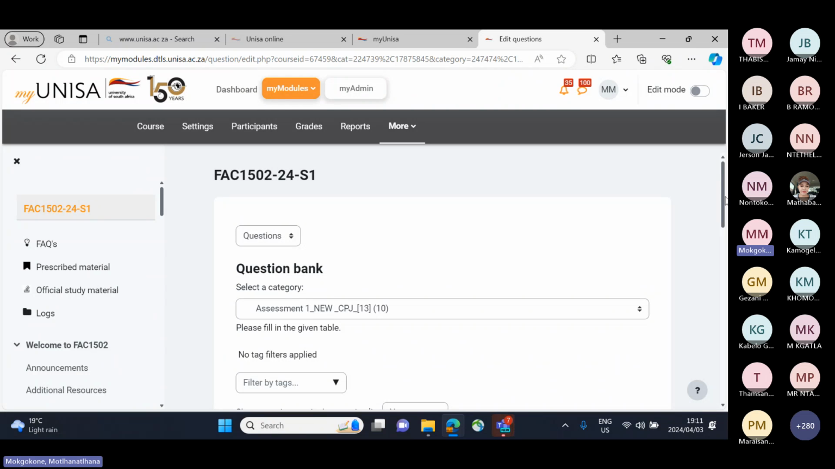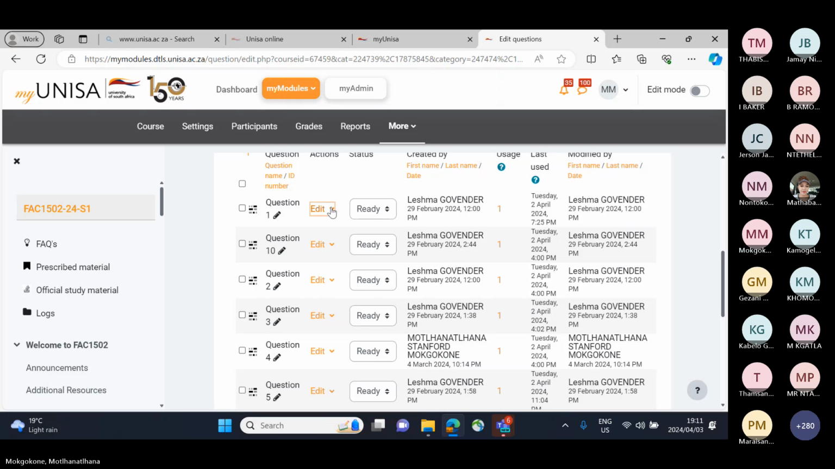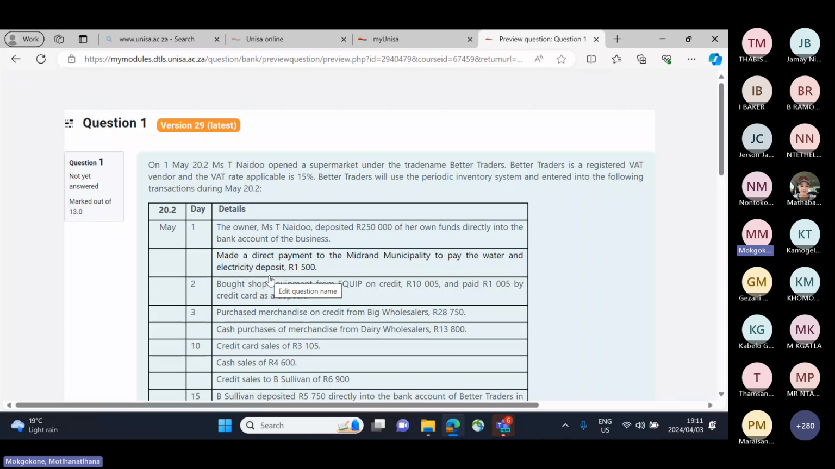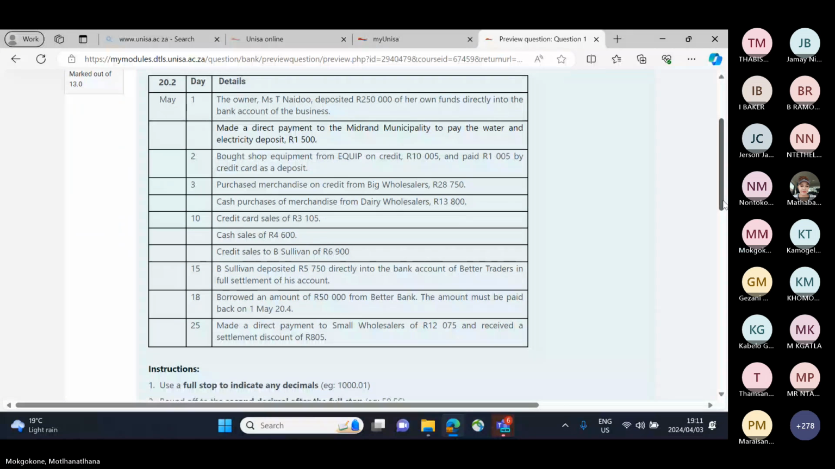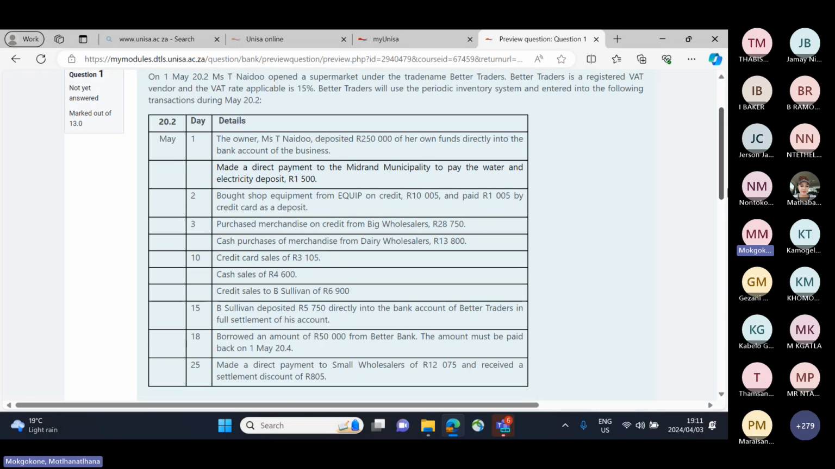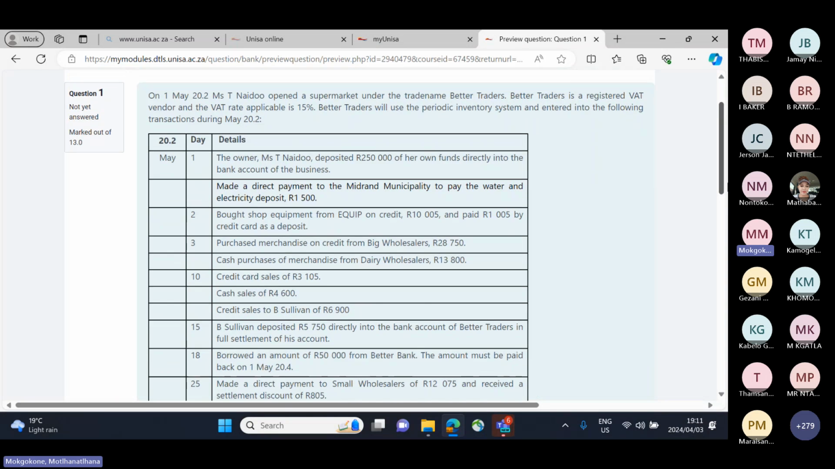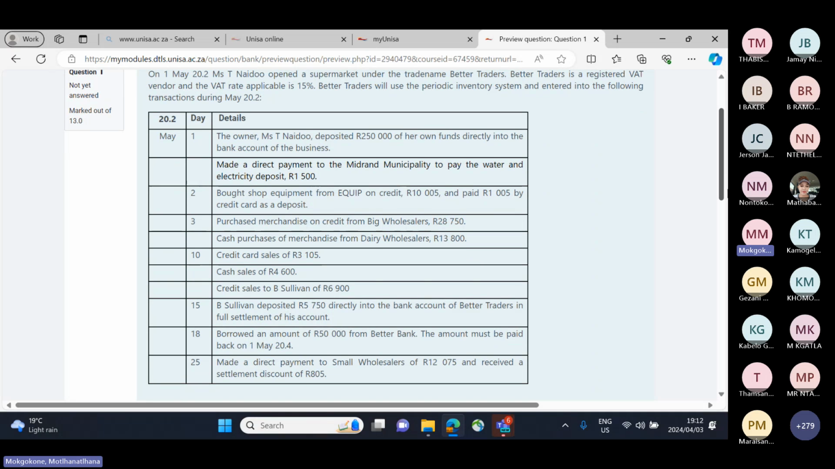Let's take one of the questions here. Let's take question number 1. Let's look for the transaction of settlement discount granted. I'm going to do only one transaction for settlement because many students struggled with the transaction of settlement during assessment.